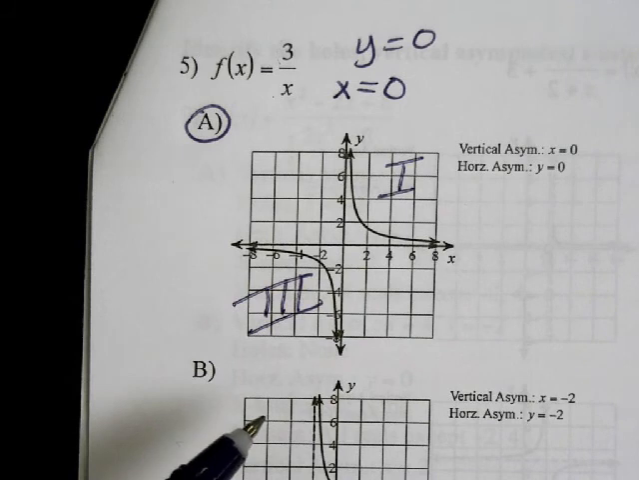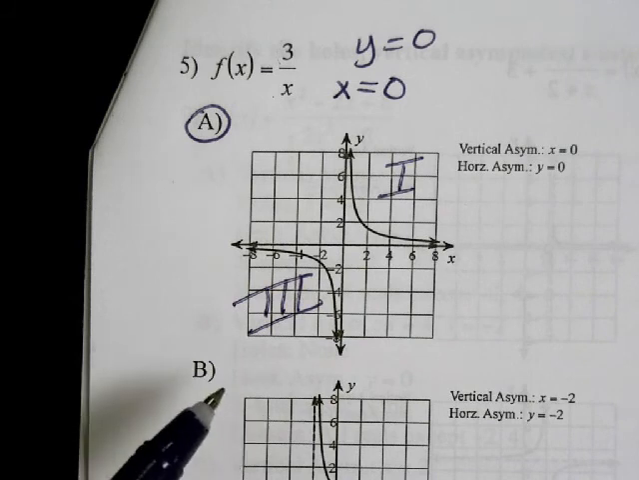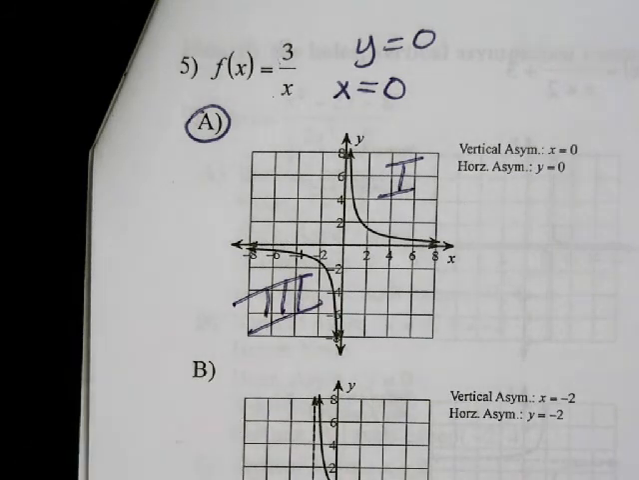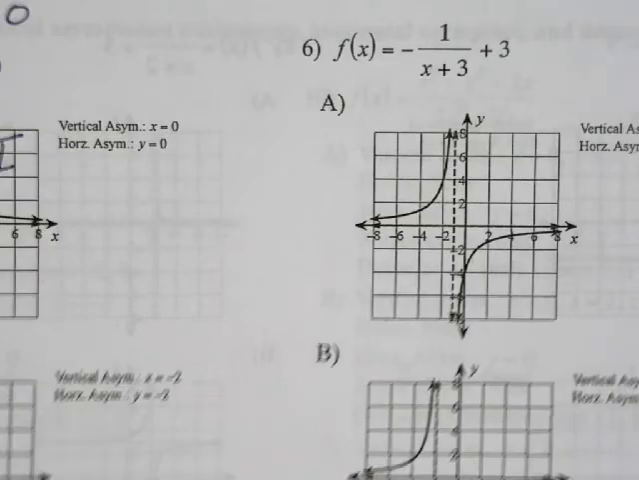It's like a multiplier, so it was like a vertical stretch of the parent function, if you were thinking about that at all. That's the only transformation, is that multiplier of 3.